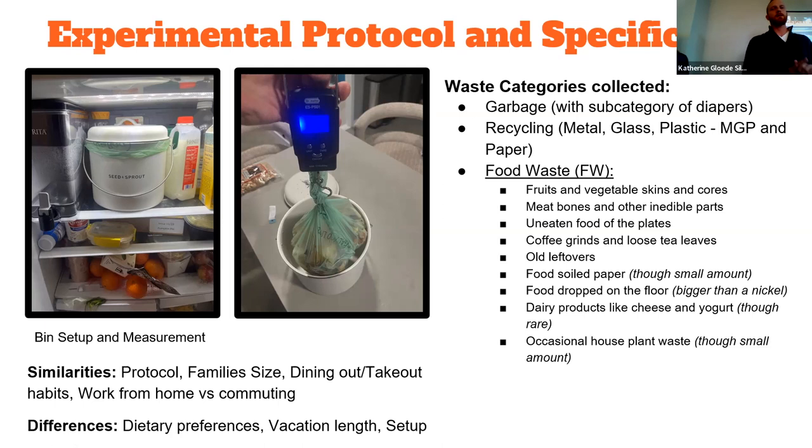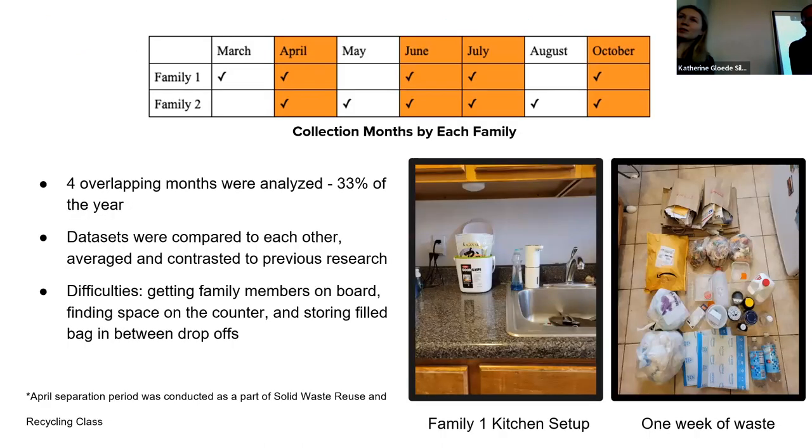So just to speak a little bit about our similarities. We followed the same protocol, with a very similar family size: both two adults in our house and one toddler under the age of three. We dine out only about one time a week. Similar work from home and commuting: one adult in both households working from home, one adult from both households commuting to work. Slightly different dietary preferences: one adult in one of the houses had been consuming a largely plant-based diet. Vacation length over the four months of collection varied between five days and 12 days, respectively. And a slightly different setup: one family kept their compost bin in the fridge and the other on the counter. That pretty much summarizes our protocol, similarities and differences.